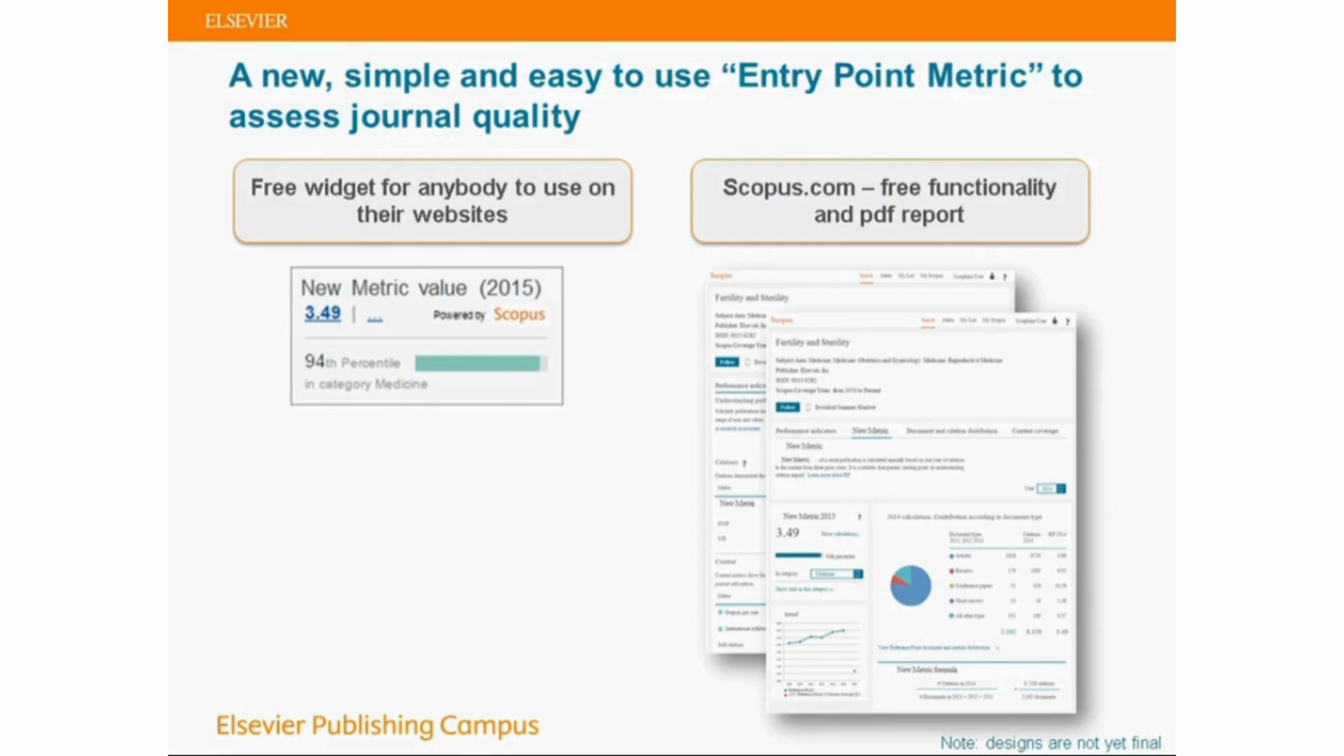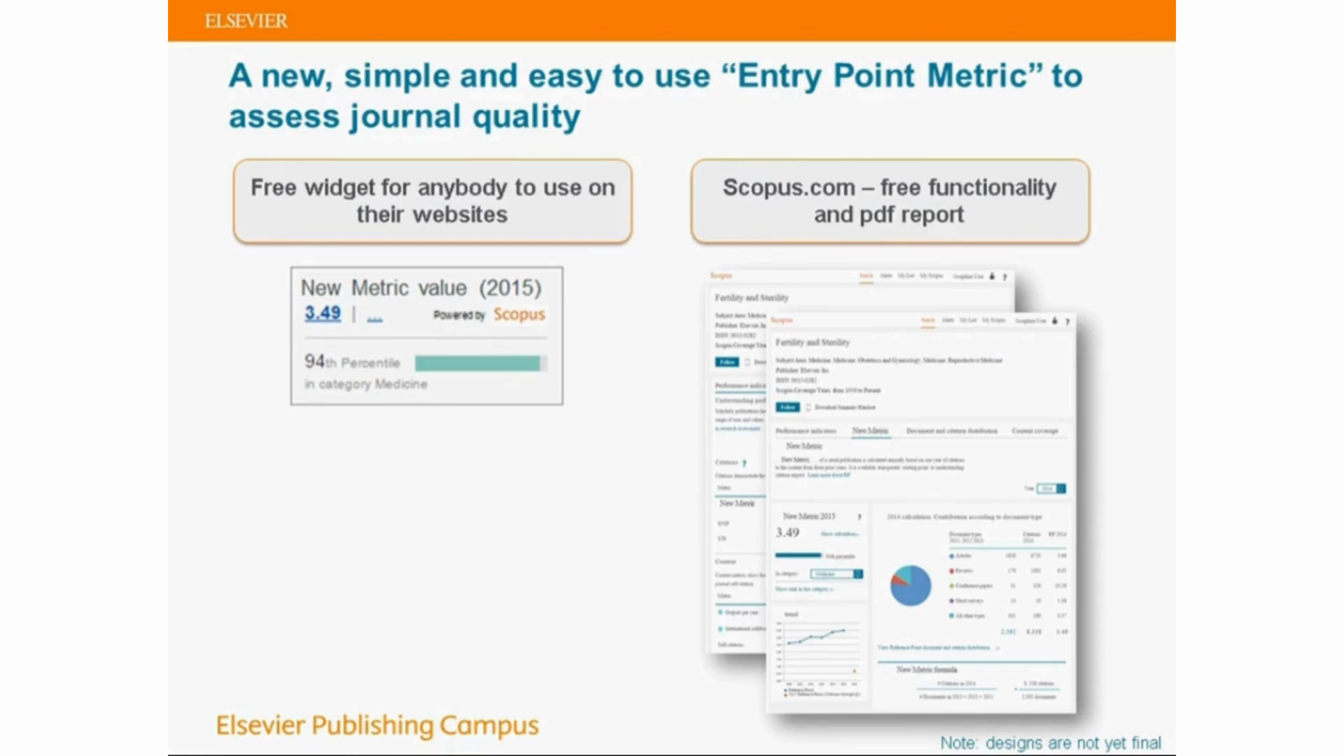So in this case, the score is 3.49, and that journal scores in the 94th percentile in the category of medicine. So that gives you immediately an idea of the absolute value of the score, but also in the context of the subject field, how does it rank with other peer journals.